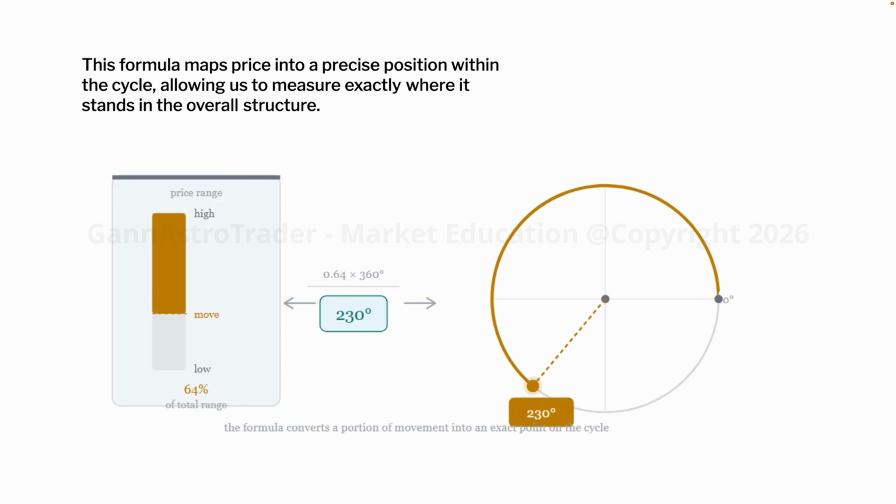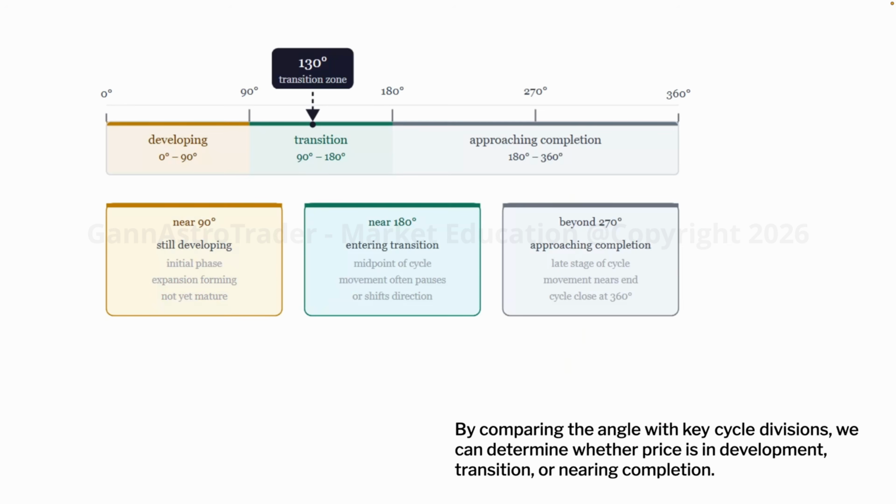It takes a portion of movement and maps it onto a complete cycle. The result is an angle that tells us exactly where price is located within that structure. Once we have the angle, we compare it with key cycle divisions. If price is near 90 degrees, it is still developing. If it approaches 180, it enters transition. Beyond that, it moves toward completion.